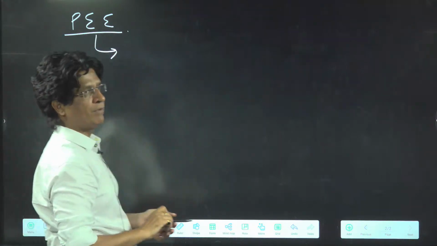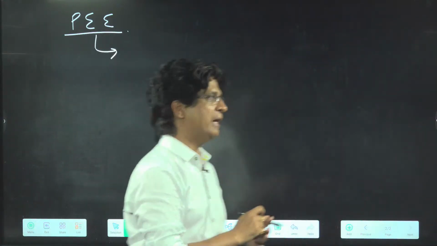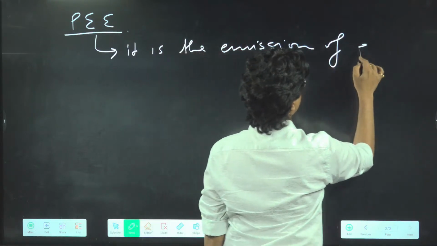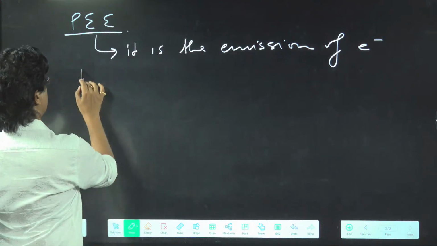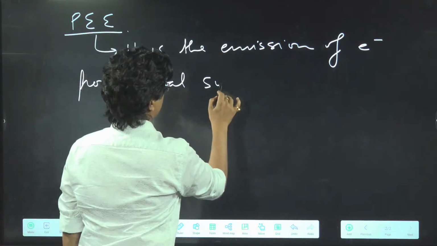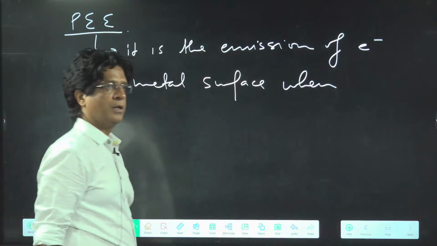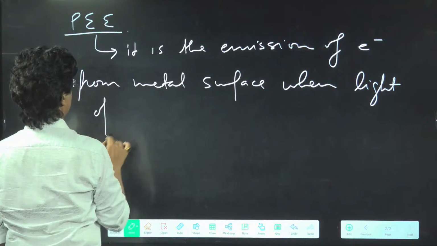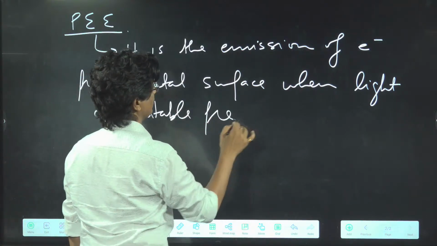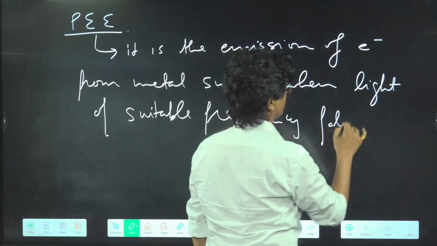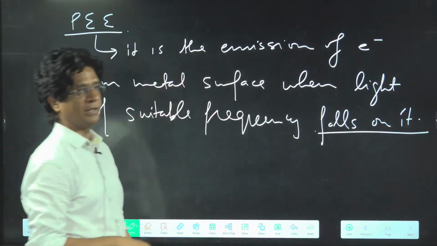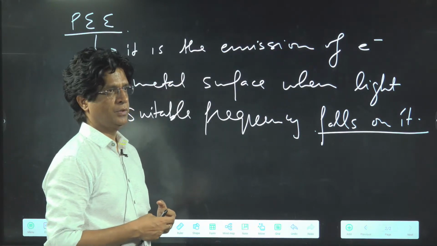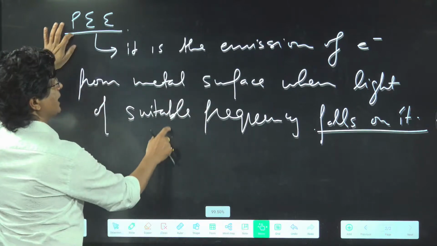So write down photoelectric effect. First, write down the definition. Everyone, please write down the definition. It is the emission of electrons from the metal surface when light of suitable frequency falls on it, or you can say is incident on it. Getting it? Suitable frequency. Right?